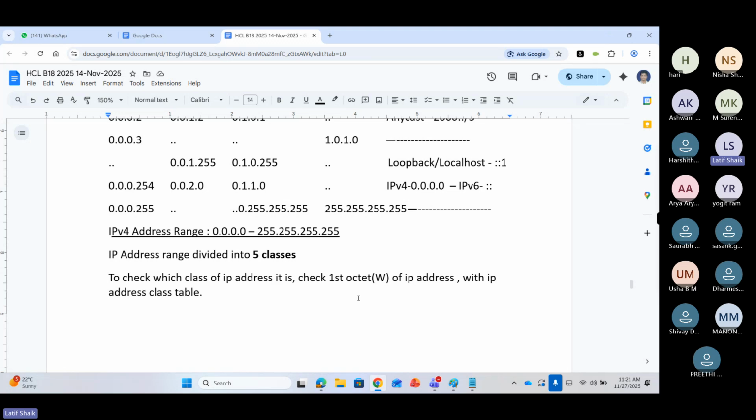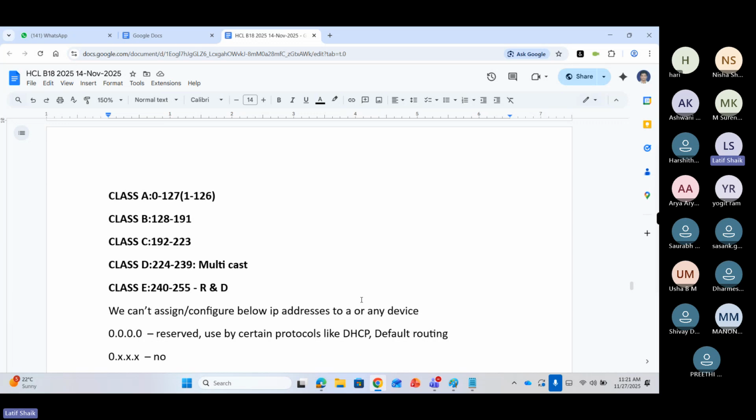Coming to IPv4, we divide the entire range into 5 classes: Class A, Class B, Class C, Class D, and Class E. Class E is reserved, not for public communication. Class D is a multicast address which we can't assign to any devices. In Class A, the 0.0.0.0 network is reserved and used by certain protocols for different purposes like default routing and DHCP client access. Anyway, the zero network, we are not using it.